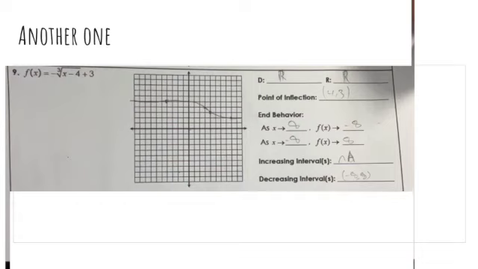and the end behavior for this would be as x approaches infinity, f of x approaches negative infinity. As x approaches negative infinity, f of x approaches infinity. The increasing intervals would be N/A, and the decreasing intervals would be negative infinity to positive infinity, so any number. And then what it would look like on the graph would also be a cubic function because it has an S shape.